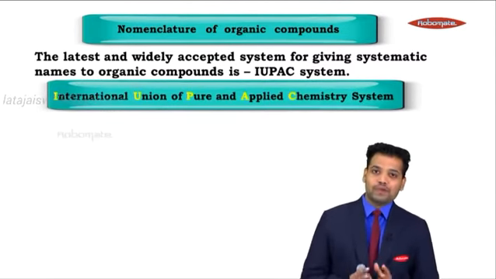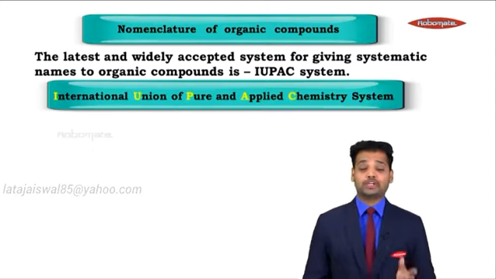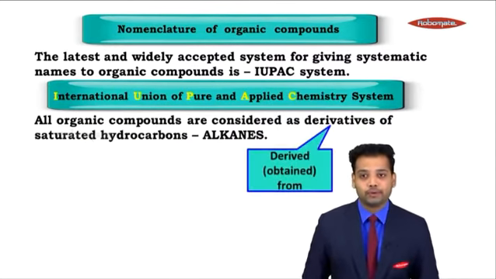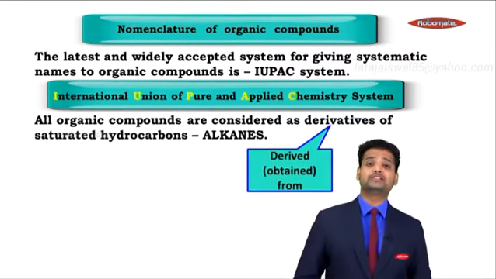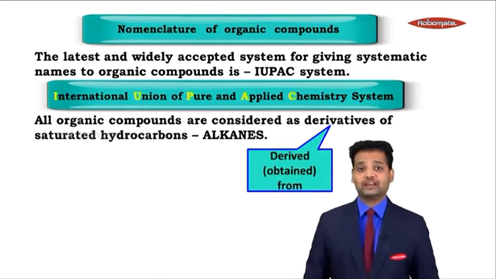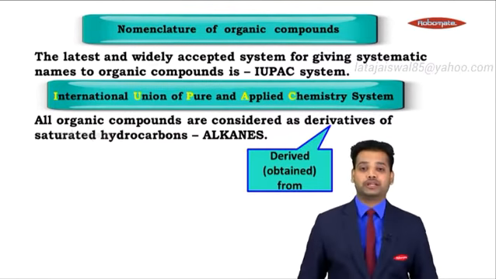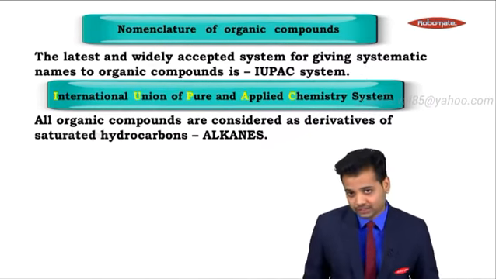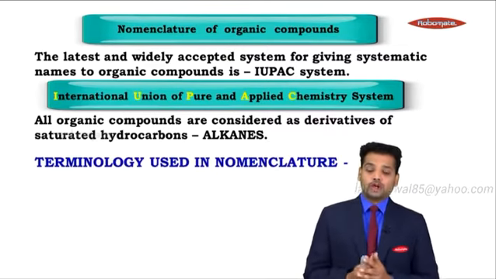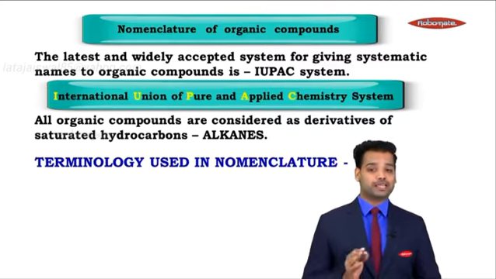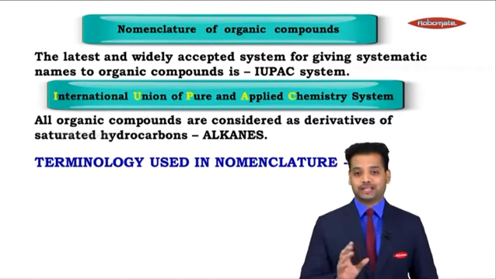It is a union of people who decide everything for chemistry, right from the most basic rule to the latest invention, they approve it. All organic compounds are considered as derivatives. Derivatives mean they are obtained from the saturated hydrocarbons called alkanes. So, terminology used in nomenclature. Remember that every compound is derived from alkanes. So alkanes are the most basic compounds.